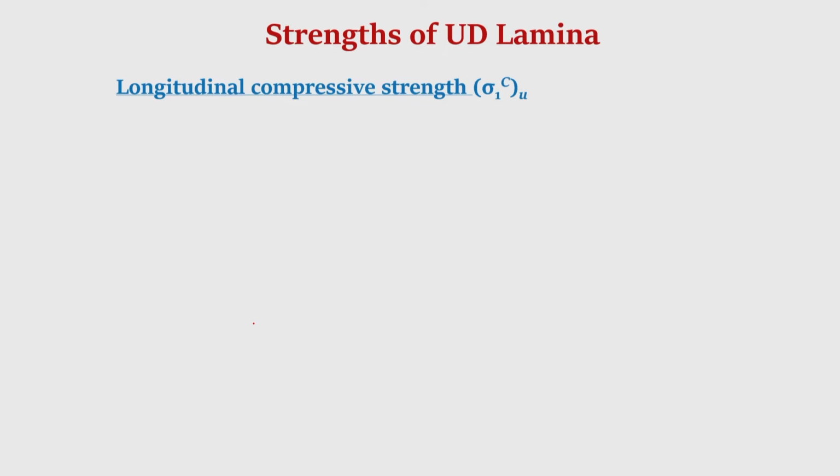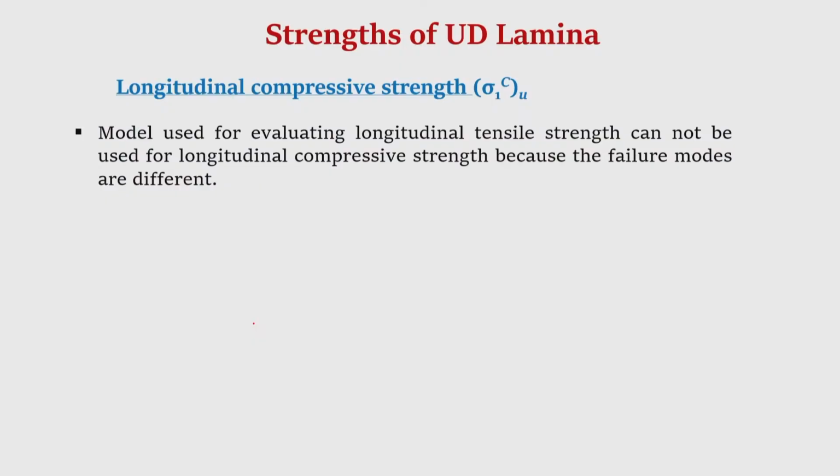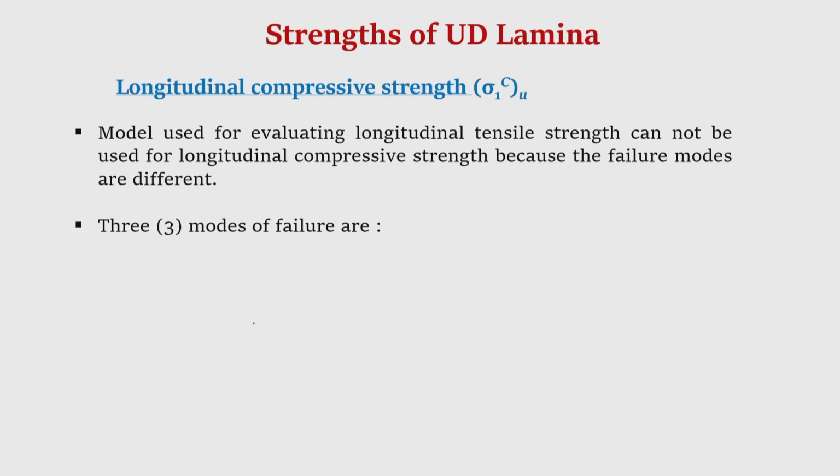Next, we understood the longitudinal tensile strength and transverse tensile strength, and next is the longitudinal compressive strength of a composite. Now, the models we have used for tensile strength may not be suitable for longitudinal compression strength, because under compression the failure modes are different. There are 3 possible failure modes.